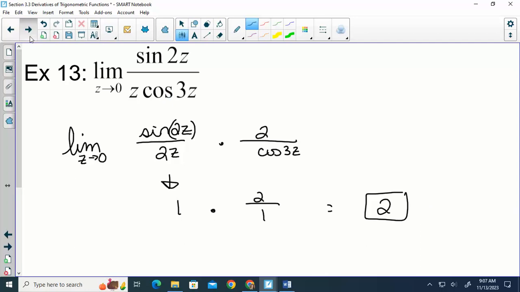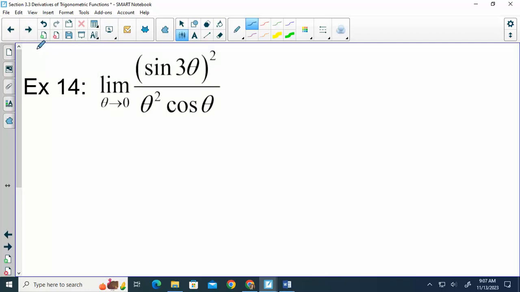Another one. Do we begin? Can I just plug in the 0? That's always a good starting point. Can we just plug it in? No, because the denominator is 0. Remember, with limits you can plug it in as long as you're not getting 0 on the bottom. So, start separating things out.